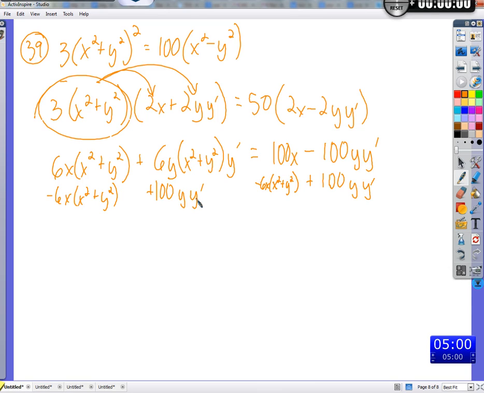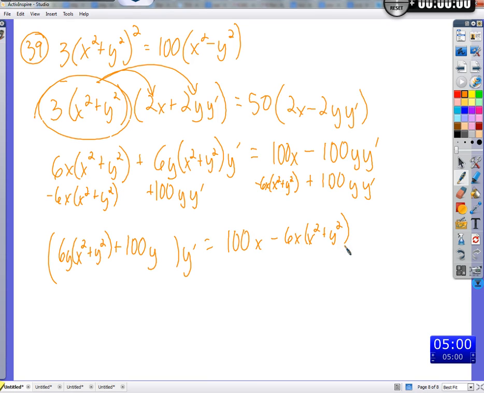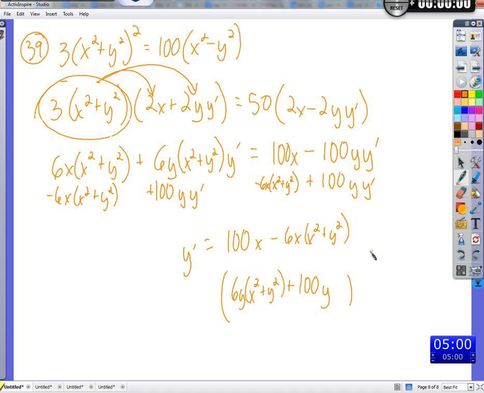Okay. So I'm going to save a little space and time and factor out the y prime in the same step that I write the next line. So we'll get y prime factored out times 6y times x squared plus y squared plus 100y equals 100x minus 6x times x squared plus y squared over that whole thing. Again, to save space and time, we'll just say we divided both sides by this. It looks gross, but it's done. And we could distribute this negative 6x, we could distribute the 6y, and we might want to if our answer doesn't look like the choices of answers that we have.